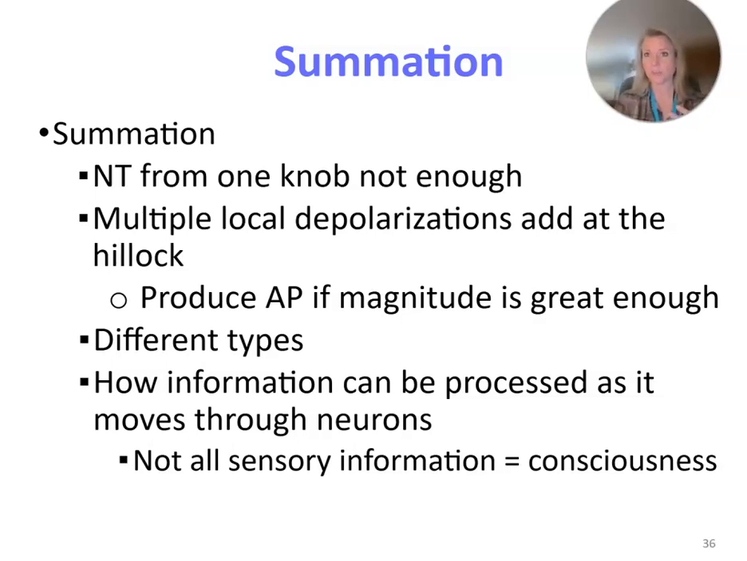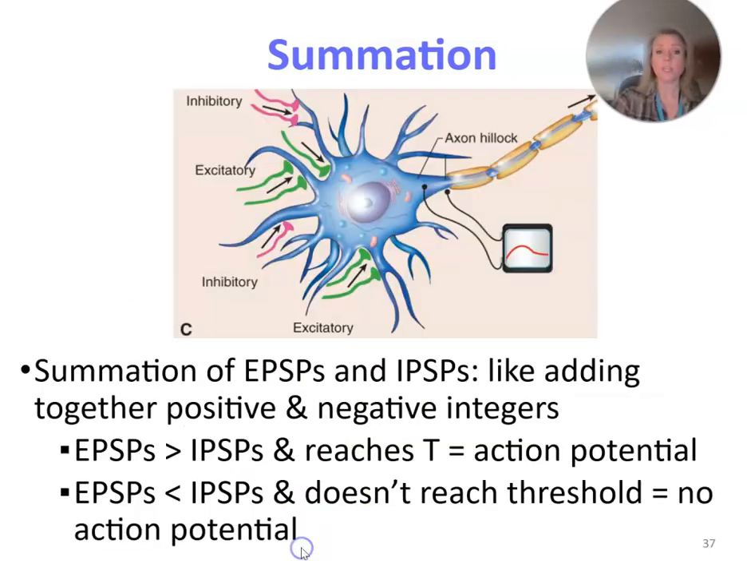Our cells are doing that for us with this whole idea of threshold, and is a stimulus strong enough to create an action potential to actually say, hey, this is important, you've got to respond to this. So this is the way that our bodies can control what we respond to and what we don't. So remember that the summation of EPSPs and IPSPs are kind of like adding together positive and negative integers.